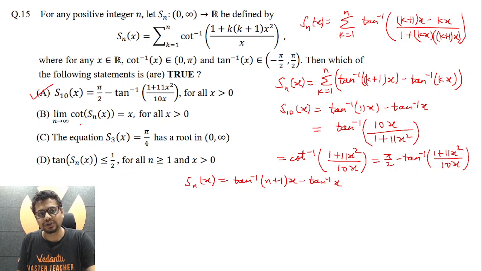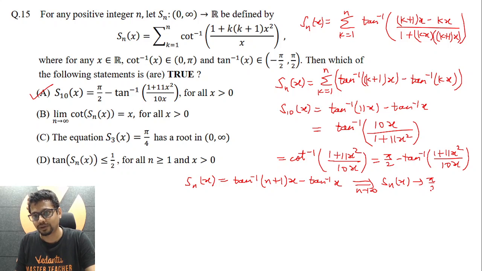Now as n tends to infinity, S_n(x) tends to tan inverse of infinity times x. Mind that x is positive, so tan inverse of, indeed it is infinity and not minus infinity, or not something which we can't comment about. It is tan inverse of infinity, so to speak. So it goes to pi by 2 and tan inverse x remains as it is. Why? Because this term doesn't depend on n.